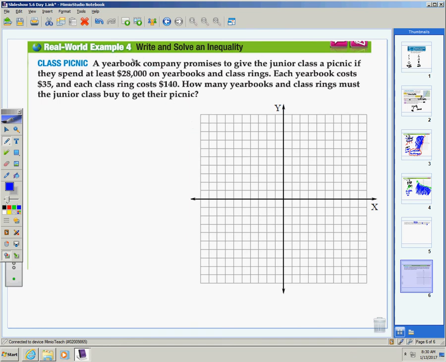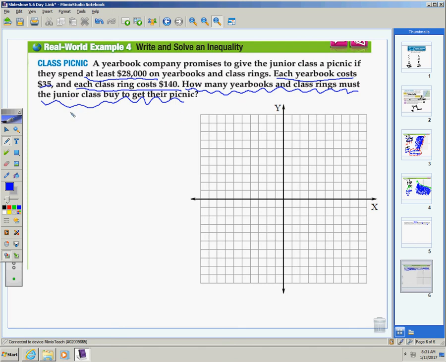We've got a yearbook company promised to give the junior class a picnic if they spend at least $28,000 on yearbooks and class rings. Each yearbook costs $35 and each class ring costs $140. The question I'm trying to answer is how many yearbooks and how many class rings must the junior class buy to get to their picnic? I've got two variables here because I want to know how many of each. Notice they don't have to buy the same amount of each.